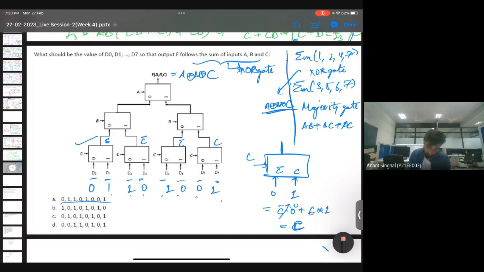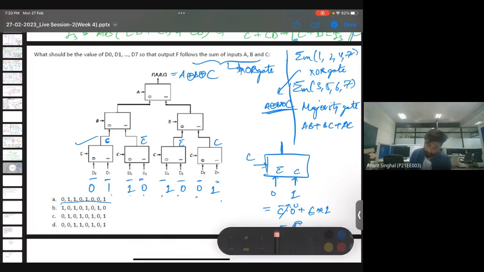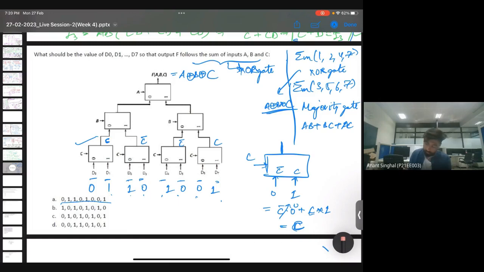So here it is 1. What is happening? Here it is 1, so C bar will be here and C will be here. So C bar will be the output of this. Similarly for these two also. 1 is here, so C bar will be here, and 1 is here, so C will be here. Is it fine?